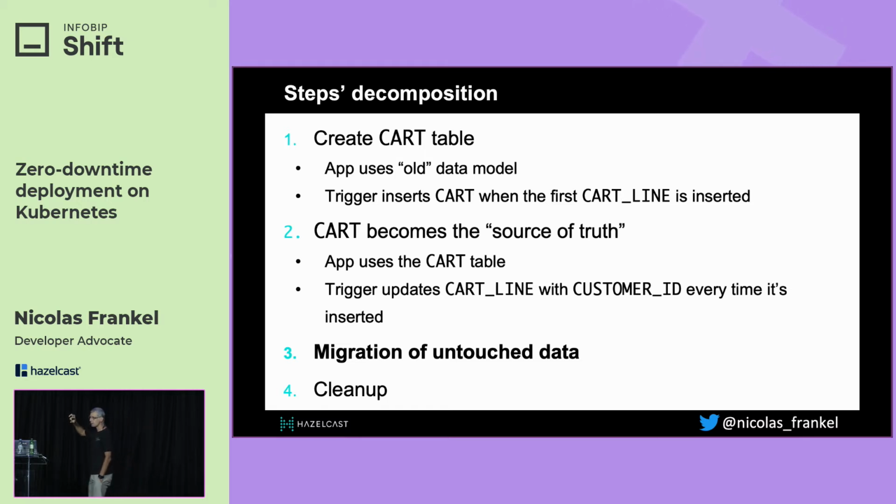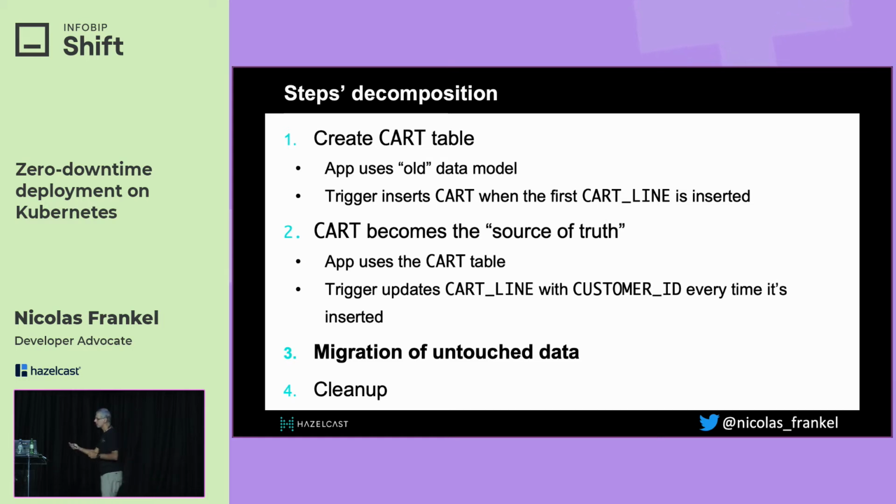So the first step is we create the cart table, and every time we make a change on the cart lines, we replicate it to the cart. Still, the application uses the old model as the source of truth. If we roll back, nothing happened. And here, I'm not prescriptive in how I replicate the changes. It can be code, it can be triggers, it can be anything. I don't care. I just want the duplication to occur.